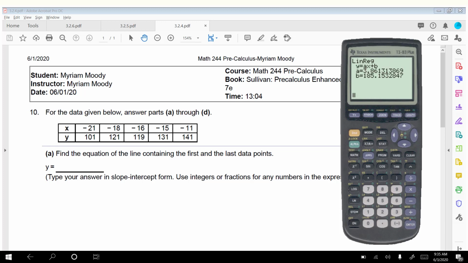And enter. And not too bad. We have, and let's again round to 3 decimal places, 3.861 and 185.153, right? Okay, I'm going to try a little experiment here. So that's the original one we got, right?